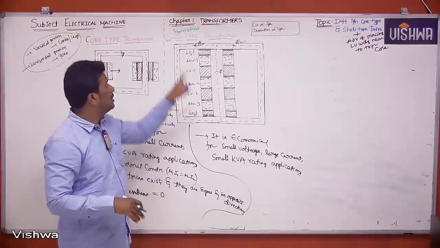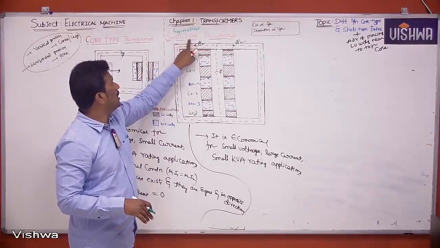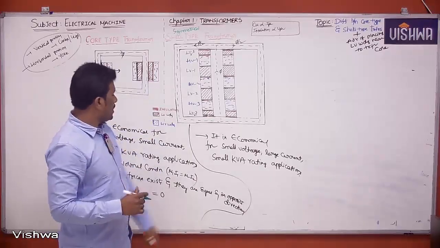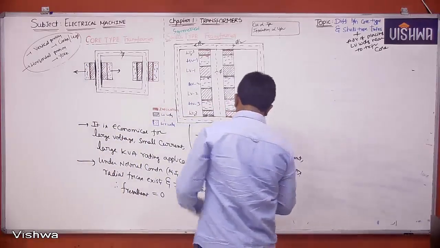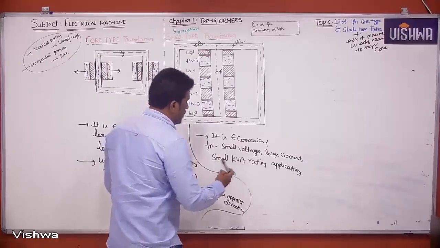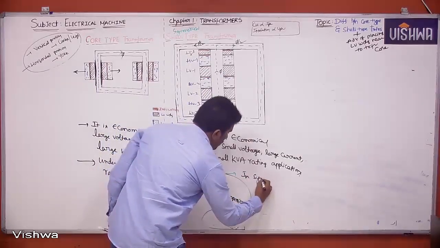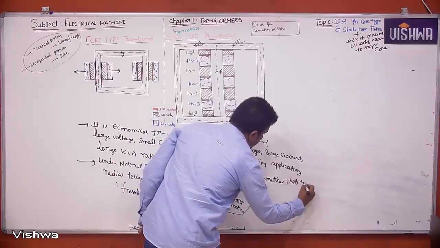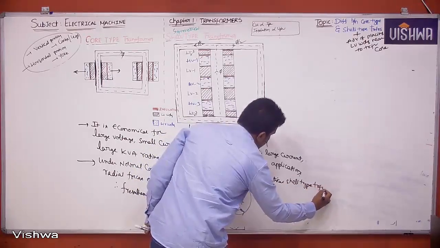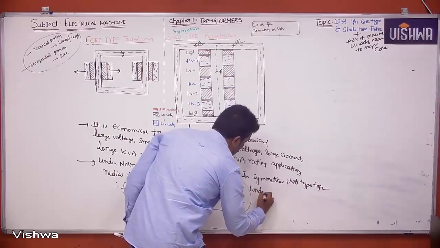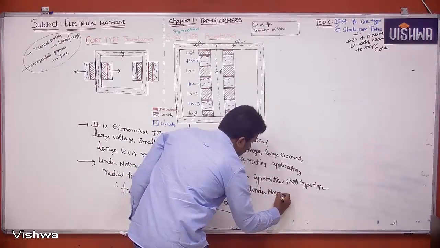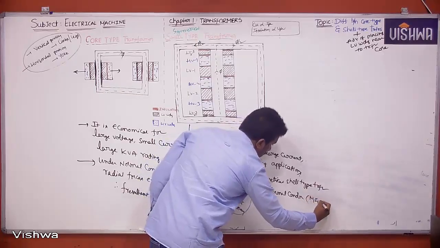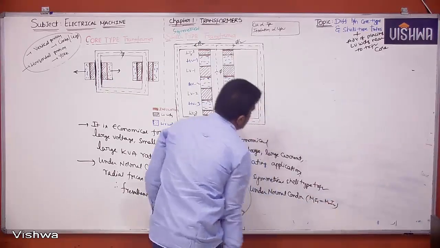If you want, you can keep a heading also here. Before shell type, you can write symmetrical also. Nothing wrong. Now, in symmetrical shell type transformer under normal condition, you can write here: N1I1 equals N2I2 is the normal condition.